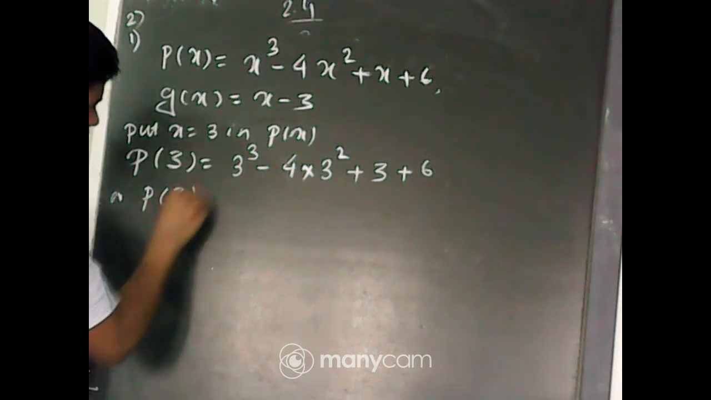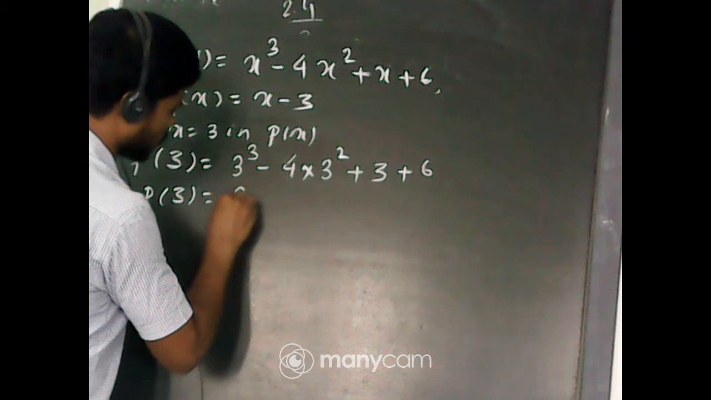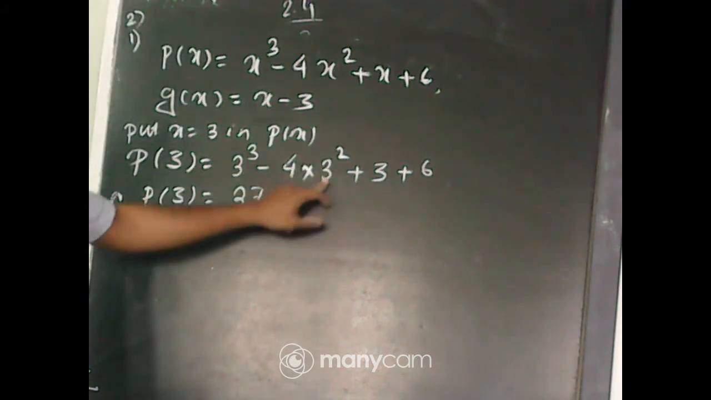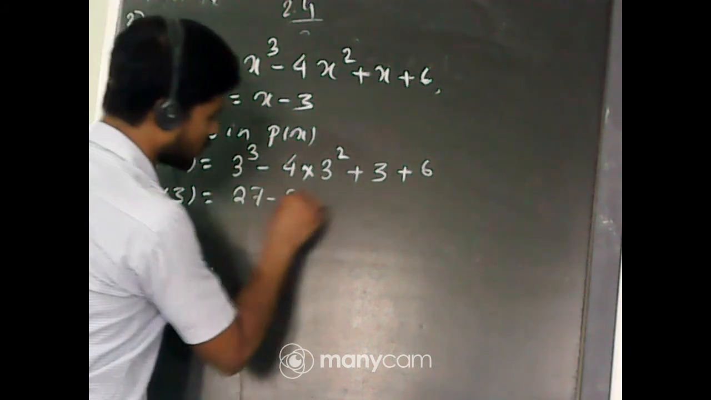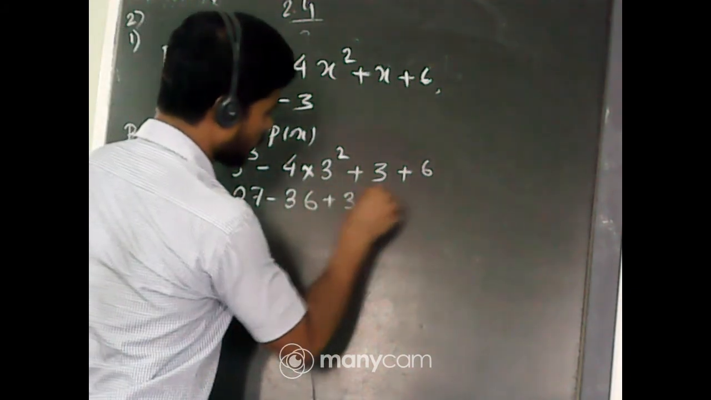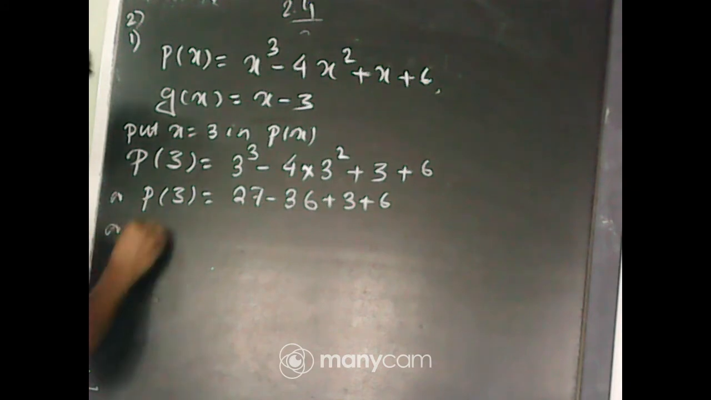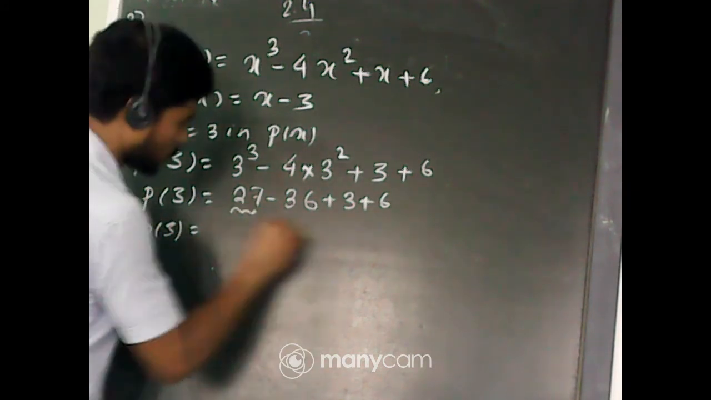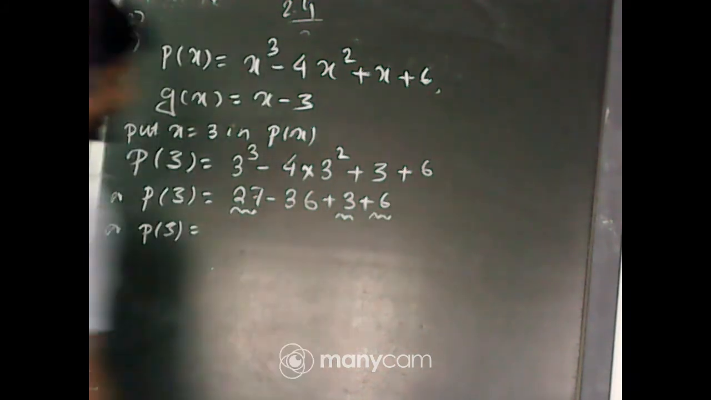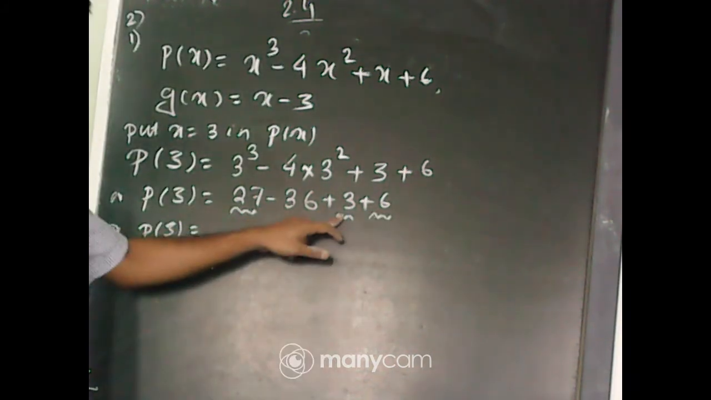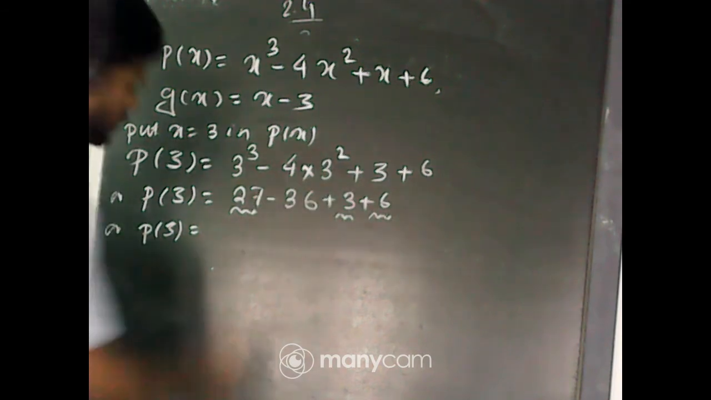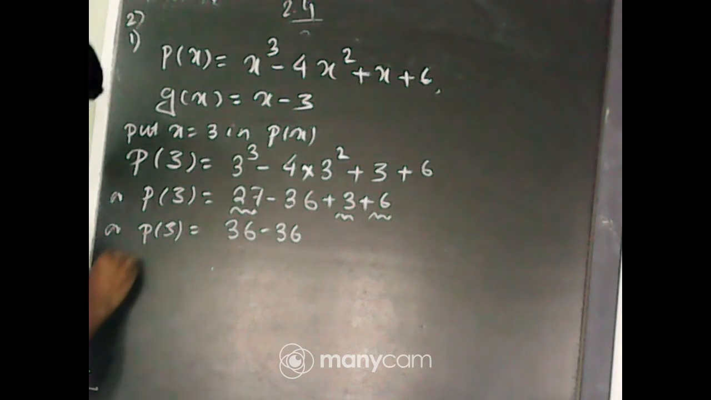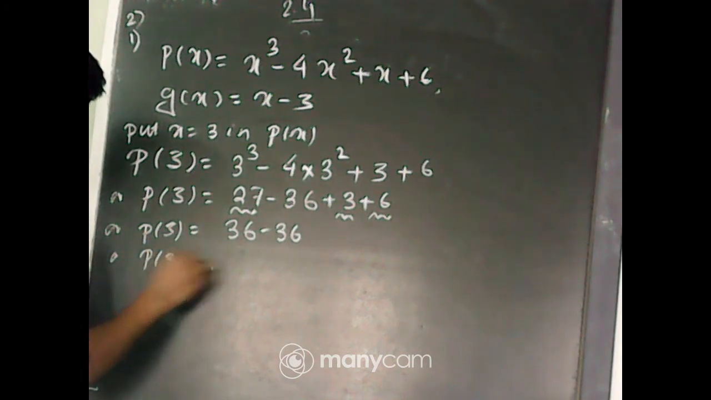So p of 3 is equal to, now 3 whole cube, that is equal to 27, minus 3 square means 9, 9 into 4, that is equal to 36, plus 3 plus 6. Now if you add these terms, 27 plus 3 is 30, 30 plus 6 is 36, so 36 minus 36, or p of 3 is equal to 0.